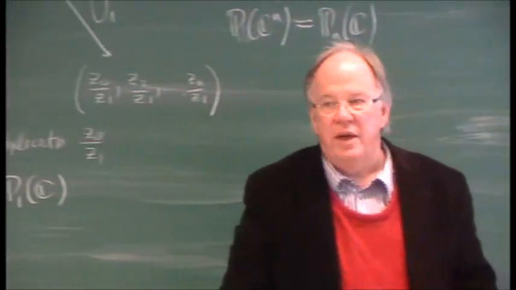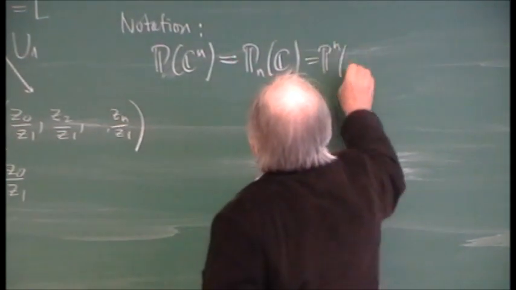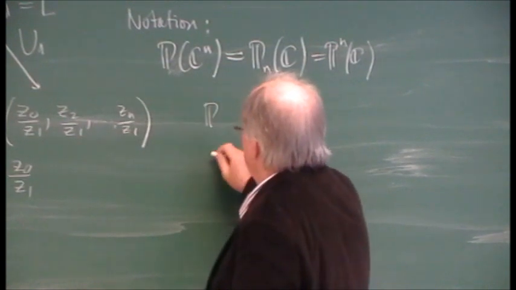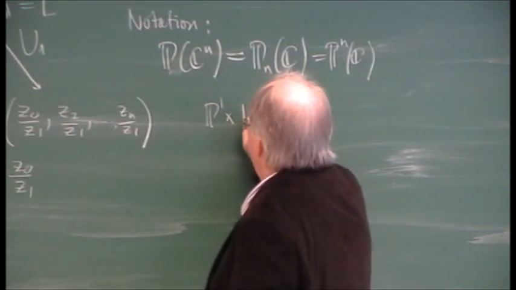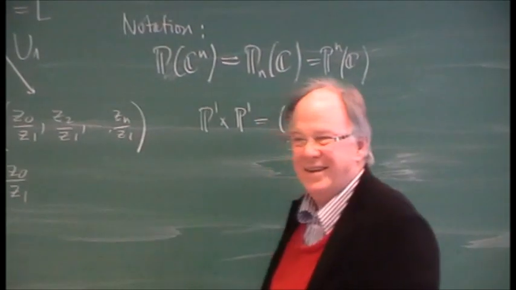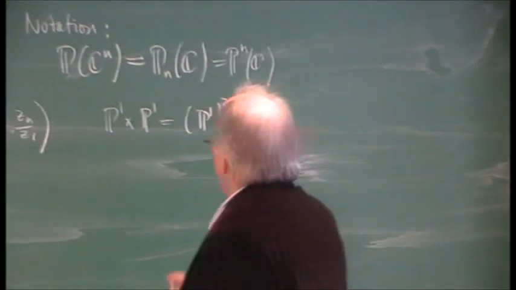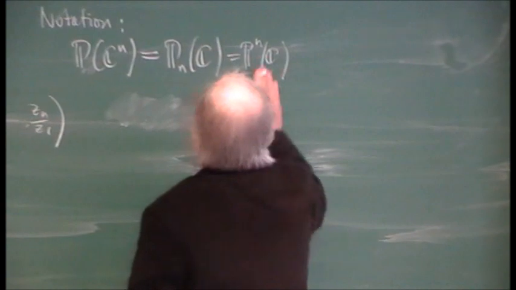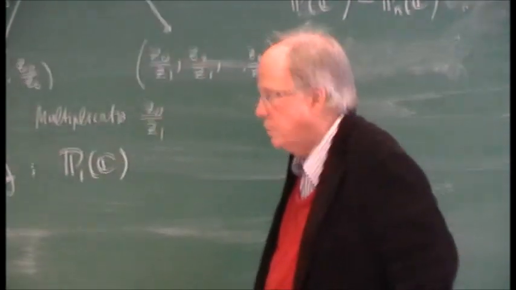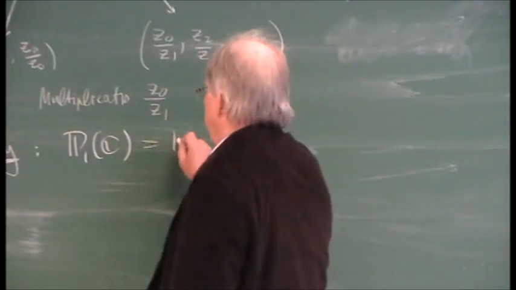And you may not like this notation. Some people put the n up above, and I do not like that notation because then I don't know what to do with this. If these guys do this, and you do this, then you have to do this. And I don't like that. So I always put the n down below. So that's PnC. So P1 of C is one-dimensional, and this is a Riemann sphere.